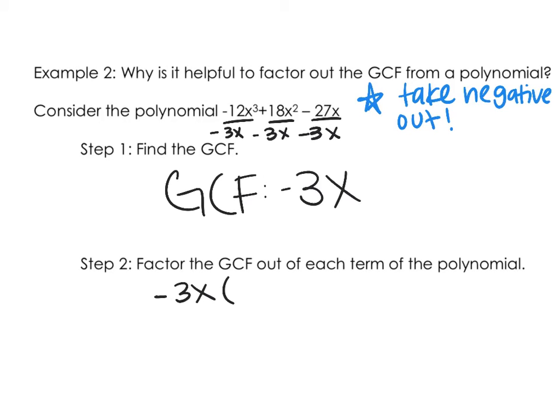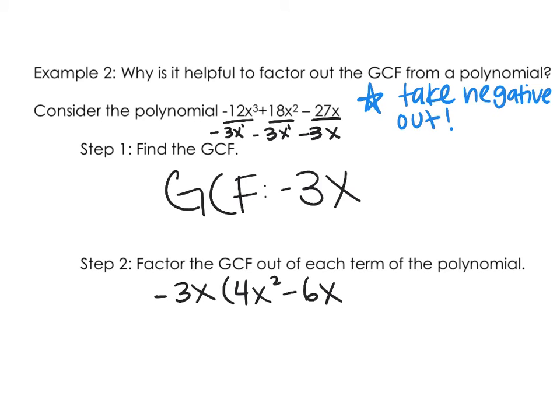So negative 12 divided by negative 3 is going to leave me with a positive 4. And x to the third, and I'm taking out an x to the first, so I'm left with x squared. Positive 18 divided by negative 3 is going to leave me with a negative 6. And an x squared divided by an x to the first is going to leave me with just an x, or an x to the first.